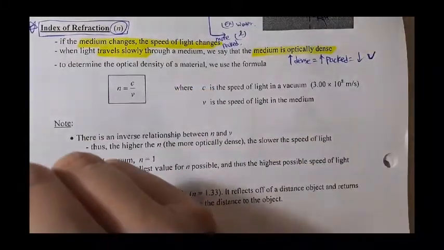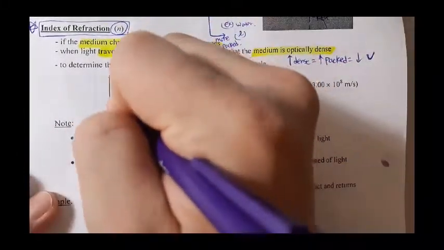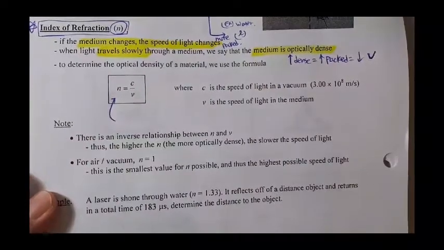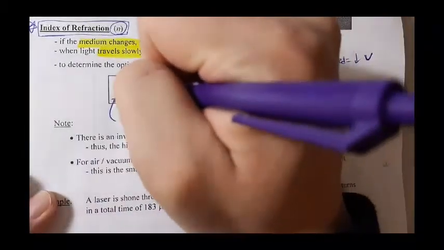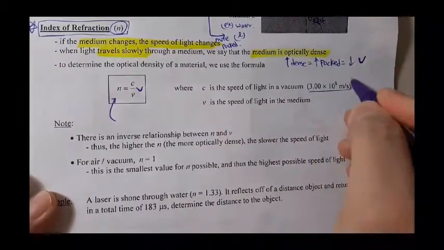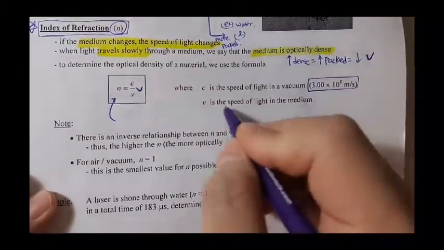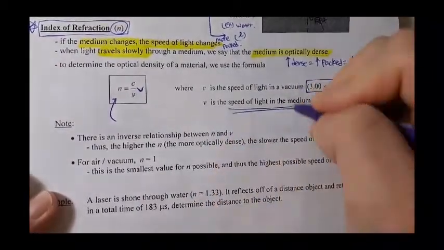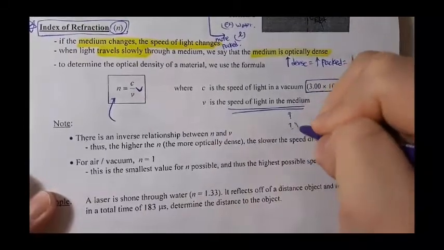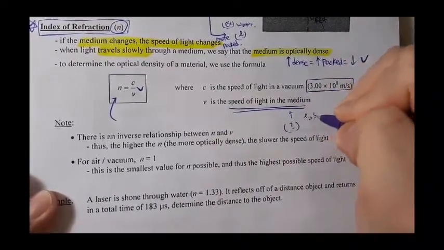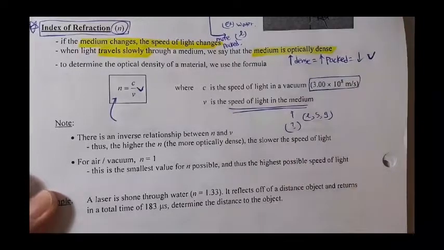To determine the optical density, we use the formula n = c over v. Technically, the lowest density you can think of is 1, because c is always the higher value. c is 3.00 × 10^8. v is the speed of light in a medium, and we don't know what the medium is. It can be liquid, solid, gas, one of those.